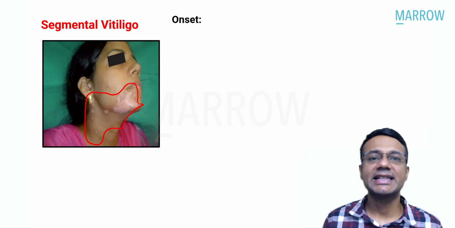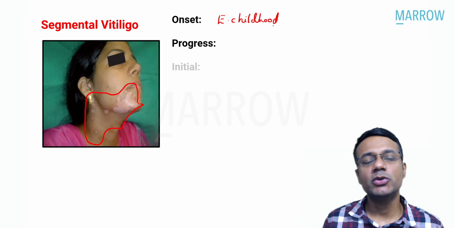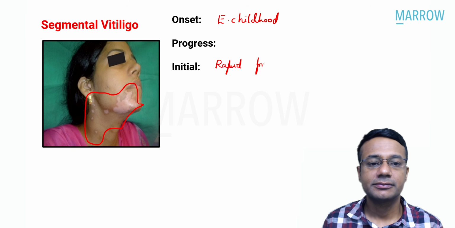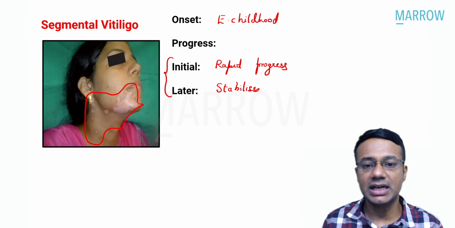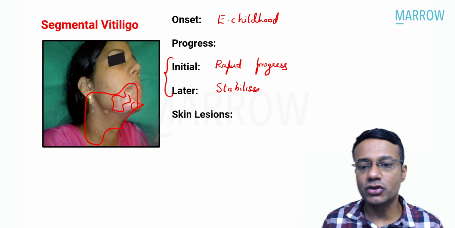Please remember, students, that segmental vitiligo is very unique in that the onset is during early childhood. This is point number one. When we look at the evolution of this disease, what is going to happen? Initially, it shows a rapid progression. However, later on, it stabilizes. So this course was asked in the MCQ. Further, we have to remember, we get depigmented chalky white macules, which are segmental in distribution.